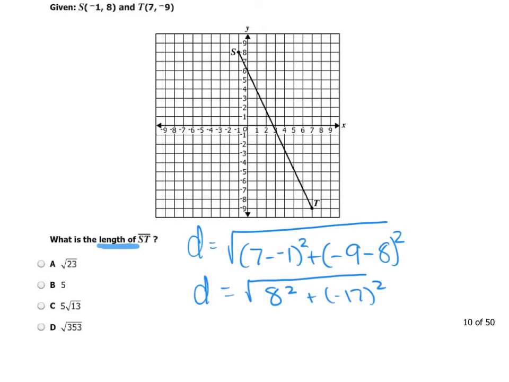When I put this in the distance formula, I get the distance is equal to the square root of 353. When you get confused with the square roots, you definitely can change them to decimals if you like, but you don't have to.